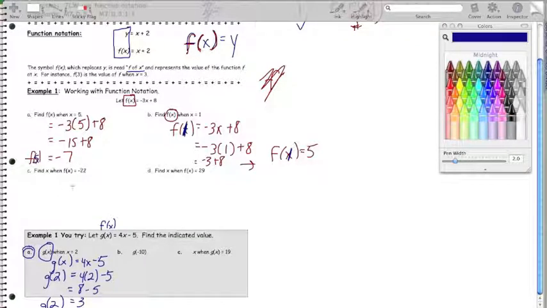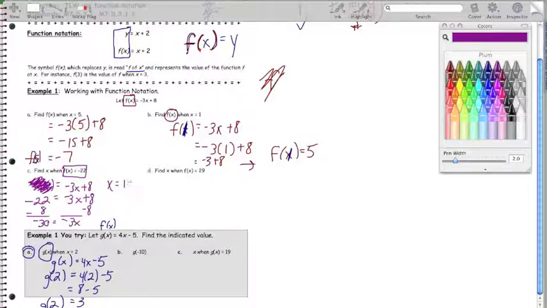Now let's look at the next part, letter C, going back up. Letter C says find x when f of x is equal to negative 22. So we go to our original, f of x equals negative 3x plus 8. They're telling me that whole clump f of x is negative 22. So in place of that whole thing, I'm going to put negative 22. What are they asking me to find? They're asking me to find x, so I'm going to solve for x. Subtract 8, I get negative 30 equals negative 3x. X is equal to 10. I solve for x. So see, you solve it the same way, it's just getting past that initial notation.